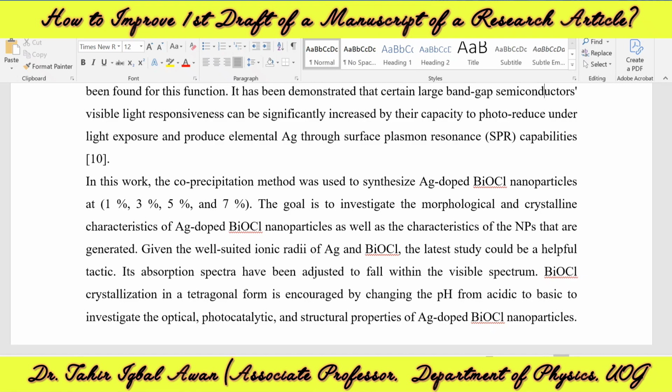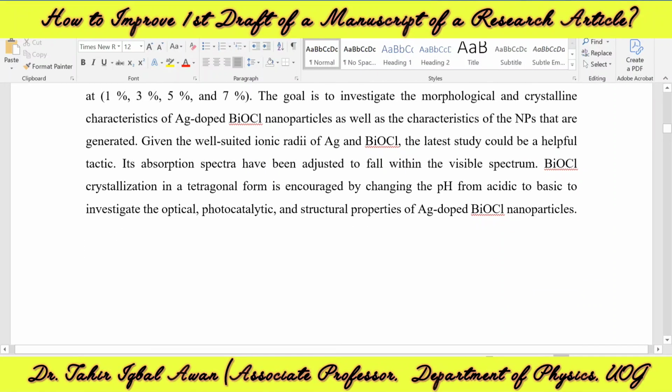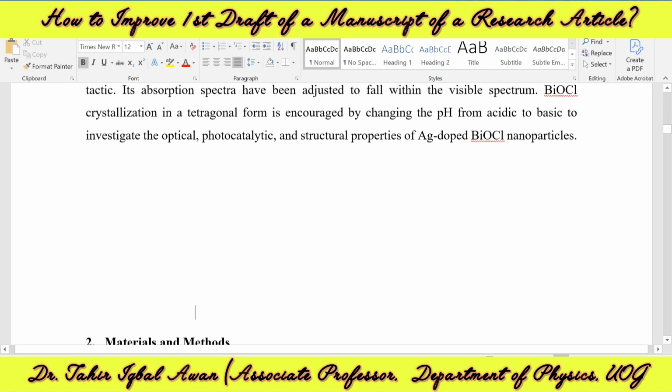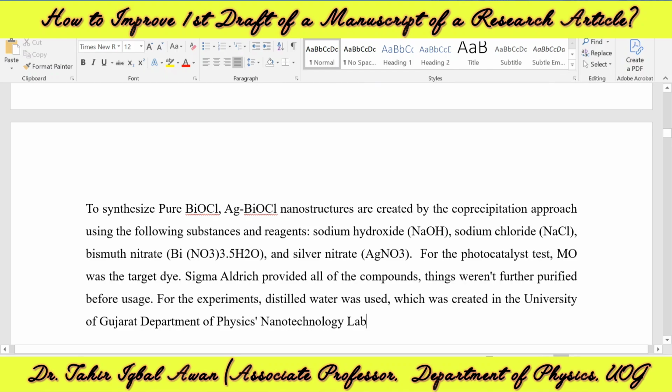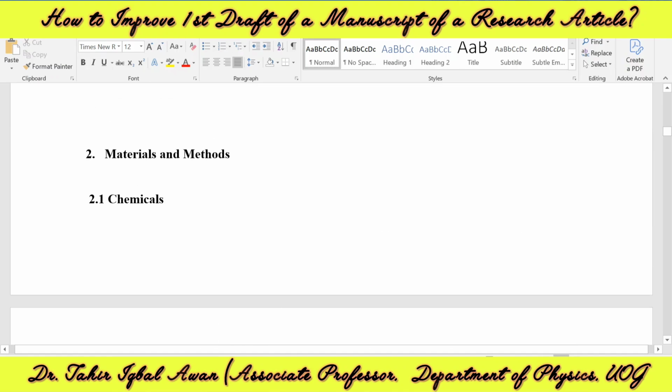and the doping concentration. That's very good. It's written 1%, 3%, 5%, and 7%. And the synthesized sample will be characterized by the techniques known as PL, SEM, this, right? And even if there is an antimicrobial part or results included, that should also be spelled out over here. That's very, very important, right? So this article is deficient in that aspect as well. Now, let's move on to the materials and methods.